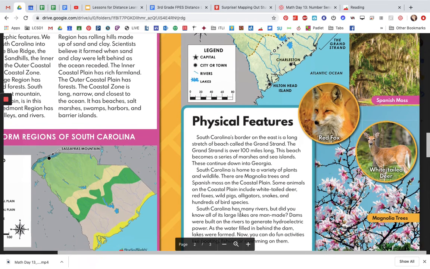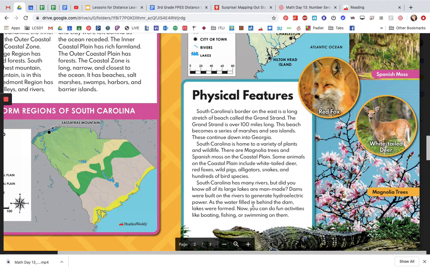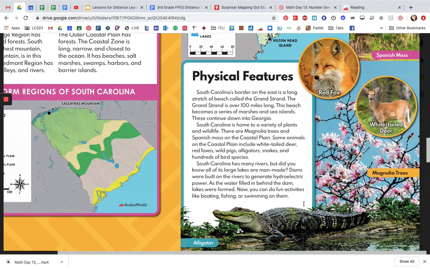Dams were built on the rivers to generate hydroelectric power. As the water filled in behind the dam, lakes were formed. Now you can do fun activities like boating, fishing, or swimming on them. So that's also how Lake Murray was formed, is we have the big dam that you can cross over with your cars, and that dam was built just like the other dams to have power.